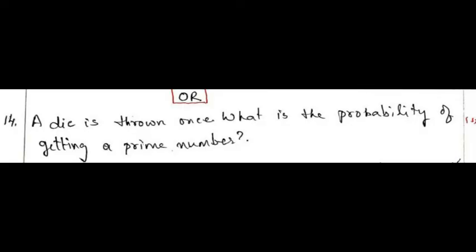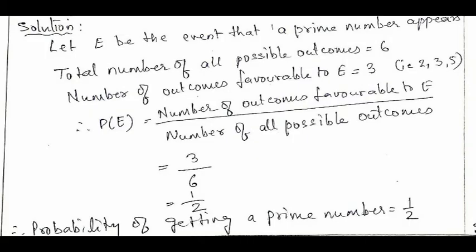Or a die is thrown twice. What is the probability of getting a prime number? So how many prime numbers are there on the die? Okay, we have 2, 3 and 5. The 3 prime numbers are there. Total number of possibilities 6, and therefore P of E is equal to number of outcomes favorable to E divided by number of all possible outcomes. 3 by 6 is equal to 1 by 2.